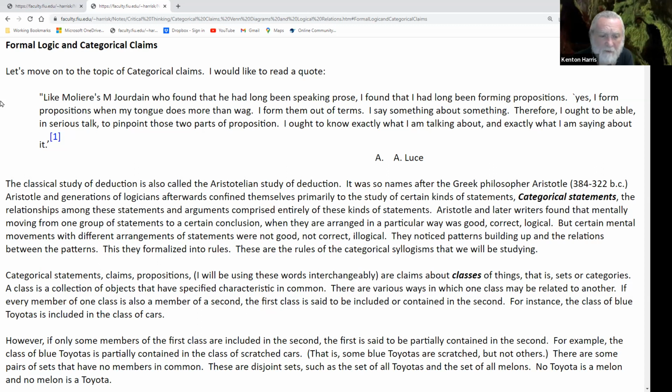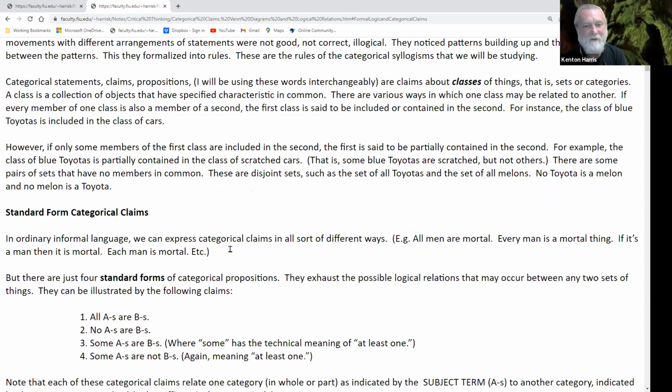And there are some pairs of sets that have no members in common whatsoever. These are disjoint sets, such as the set of all Toyotas and the set of melons. Right? So no Toyota is a melon, and no melon is a Toyota. Under some circumstances, you might get a Toyota that's a lemon, but that's another story.